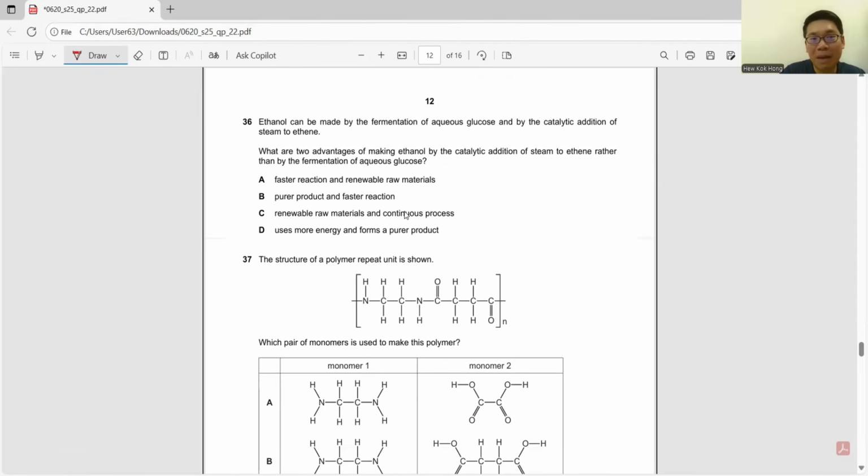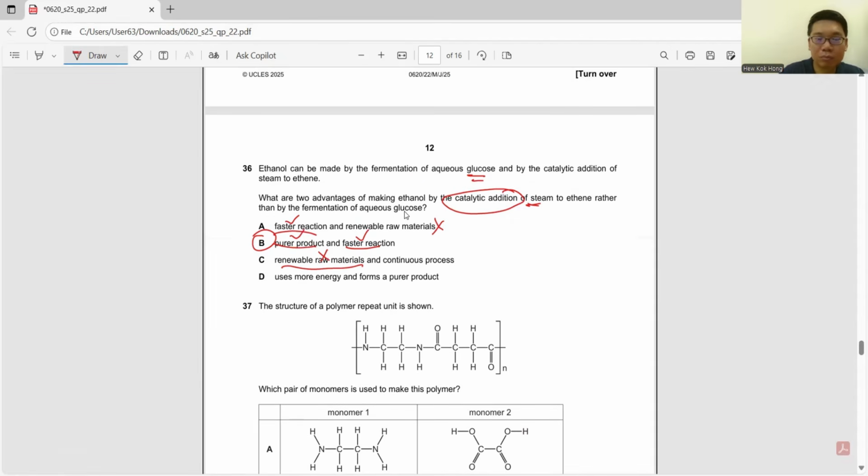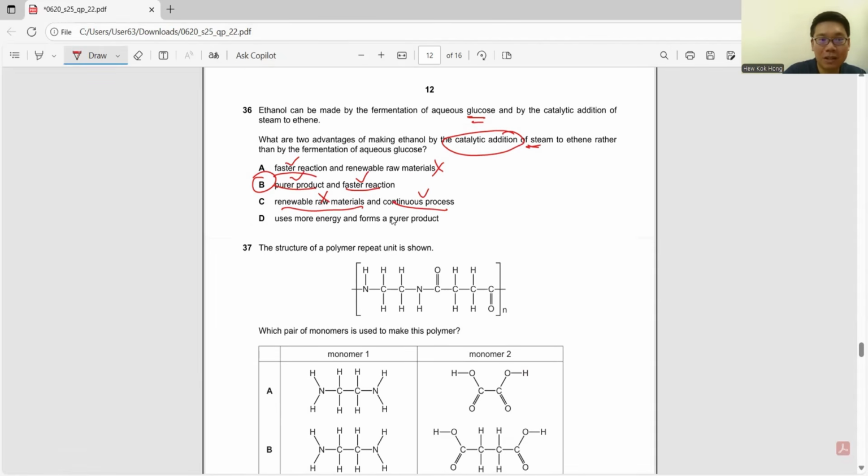36. Ethanol can be made by fermentation of aqueous glucose and by catalytic addition of steam to ethene. What are two advantages of making ethanol by catalytic addition of steam rather than using fermentation? So first is faster, yes, and then renewable raw material, no. Renewable raw material is the advantage of fermentation. Purer product, yes, and then faster reaction, yes. So answer is B. Renewable raw material is wrong. Continuous process, yes. Use more energy, this is the disadvantage, okay? And forming a purer product is correct.